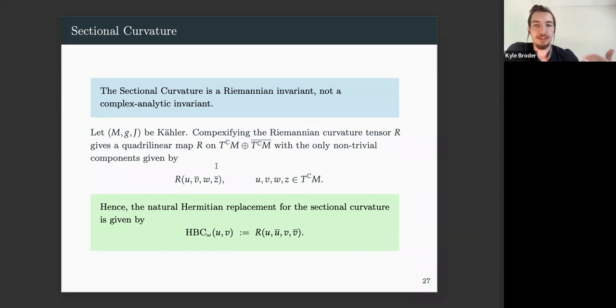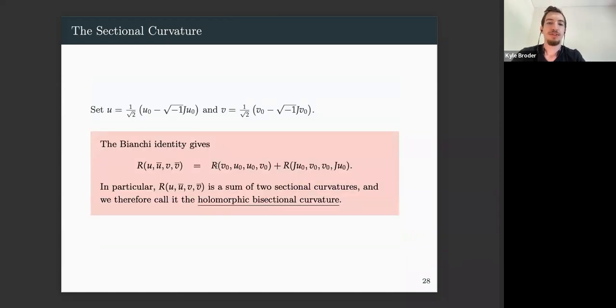Now with the sectional curvature, I feed in 2 vectors. So the appropriate Hermitian replacement here would be to feed in 2 vectors, but the appropriate thing I would discover would be this holomorphic bisectional curvature, which is given by R(U, Ū, V, V̄). If I was to express this in terms of the eigenvector decomposition, that comes from the splitting of the complexified tangent bundle, the Bianchi identity, when I write things in this way, would show me that this natural Hermitian replacement of the sectional curvature is actually a sum of two sectional curvatures. So in particular, this holomorphic bisectional curvature is named accordingly because it is a sum of two sectional curvatures.